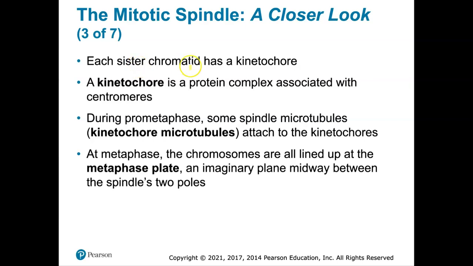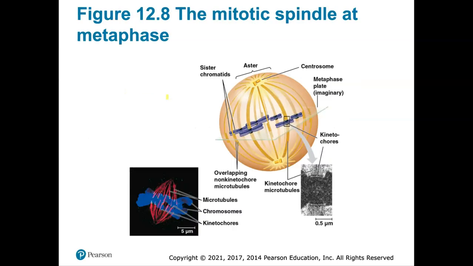Now, each sister chromatid has a kinetochore. It's a protein complex that is located on the outside edge of the centromere, which is like the waist of the duplicated chromosome. It's the area where the sister chromatids are attached. So you have this protein complex called a kinetochore on the outside of each of those centromeres. And that is where the microtubules attach to the chromosomes. You see the little black structures? The area where the sister chromatids are attached is called the centromere, which I don't see labeled here. But the little black structures on the outside of that are called kinetochores.